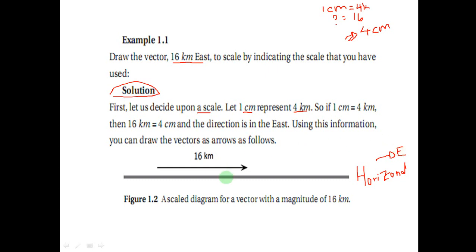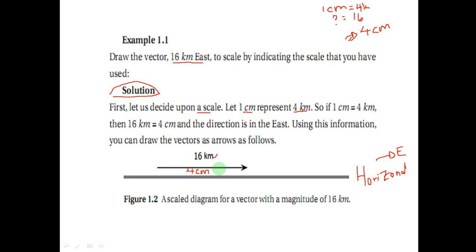So we can draw a parallel line of 4 centimeters to the horizontal line from our reference direction. This horizontal line is our reference direction, so we can draw a 4 centimeter arrow. This arrow represents actually 16 kilometers. This is how you are going to determine a scale and how you are going to represent a vector graphically.